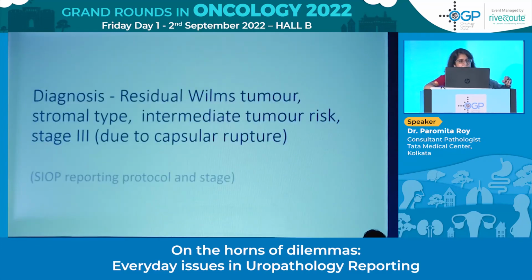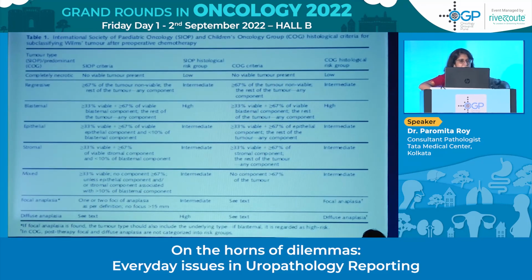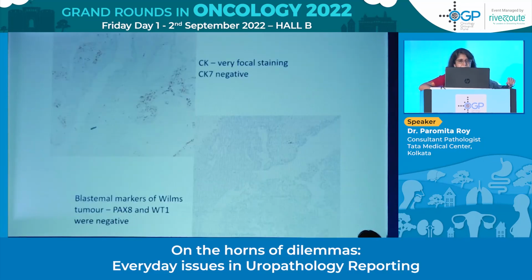For the SIOP protocol, the risk stratification follows this table, and you will find the reference online. So that is a little variation from the College of American Pathologists or COG recommendation, which is commonly followed, which we refer to, most of us.